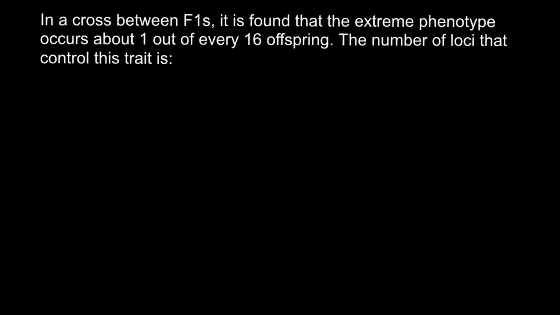So we are told that we have to cross F1 generation. In other words, we self-pollinate F1 generation. Basically, in the parental generation, we have something that looks like this. We have two parents, parent 1 and parent 2. Parent 1 genotype could be one extreme, for example, small a, small b, and small c.